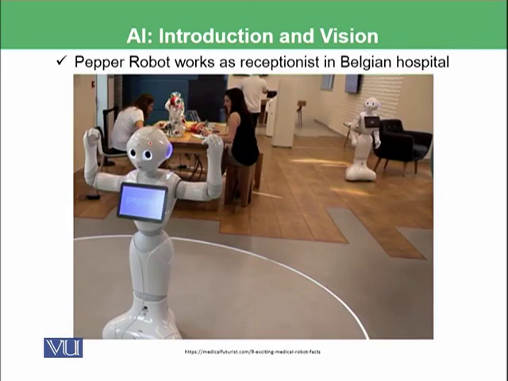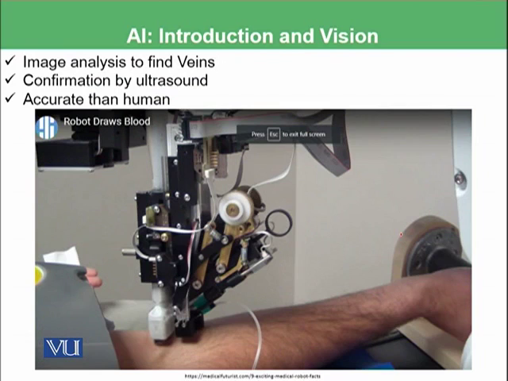And then there is another robot known as Pepper robot that works as a receptionist in Belgian hospitals. They have multiple robots, for example here, acting as receptionists. You can ask these robots different questions and they can tell you, and they can make appointments for you and perform different tasks as receptionists do.